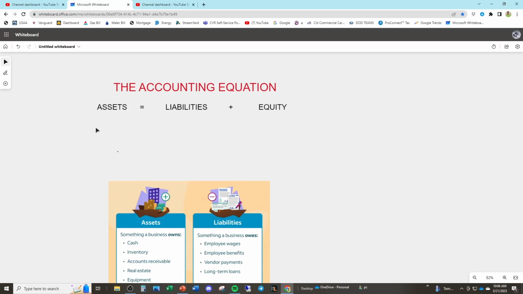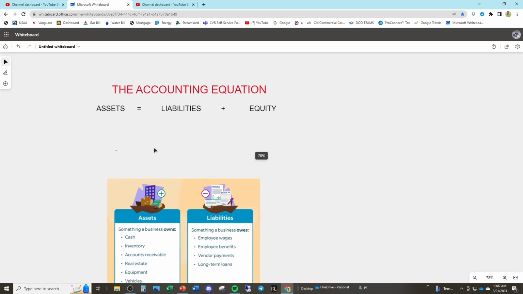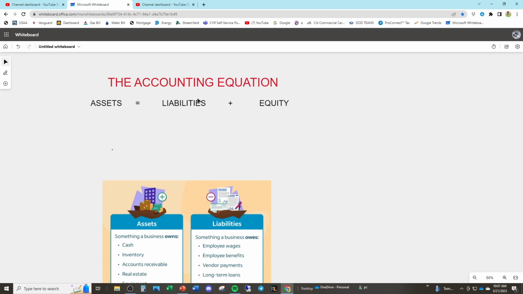So what is the accounting equation? It's actually very simple. It is three components. You have assets, which are things that you own, and I have some examples down here that we'll cover in a second, equals liabilities, stuff that you owe down here, and then equity, which is the residual between assets and liabilities. Now, why do we have this equation?